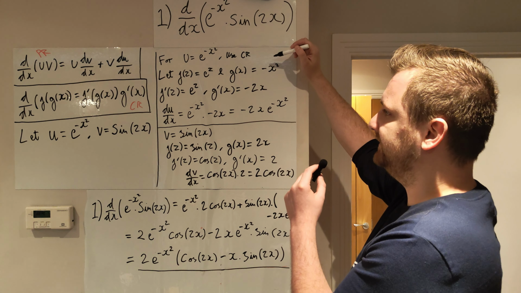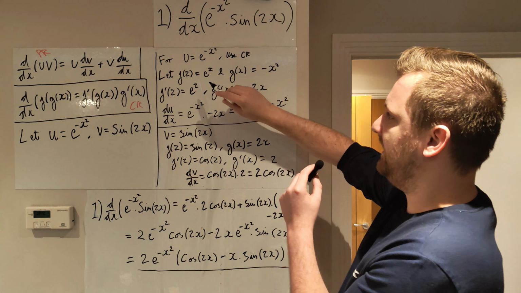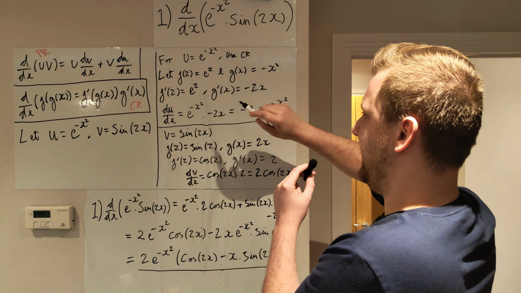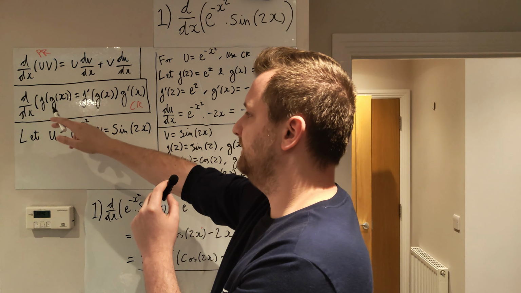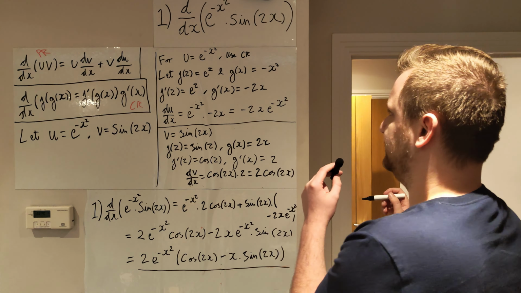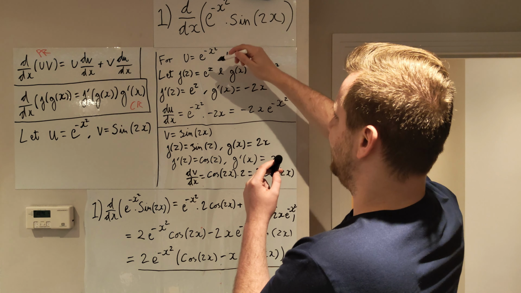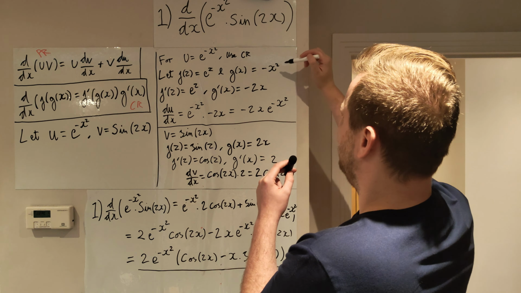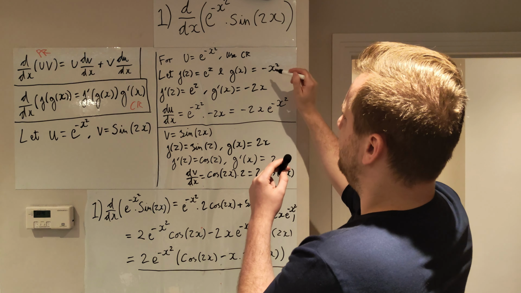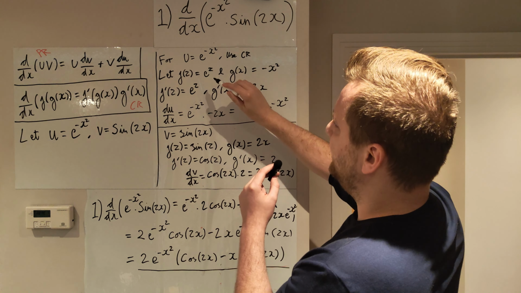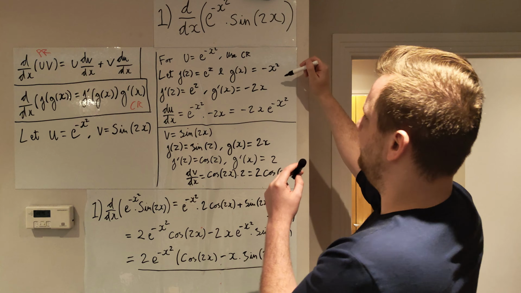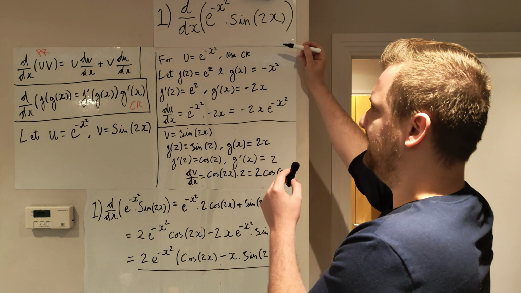Okay, so for the chain rule, we need to define f of z and g of x. Like I said before, the function within the function. So our f of z function will be e to the power of z, and our g of x is minus x squared, because when we pop that into here, the z will be the minus x squared, okay?